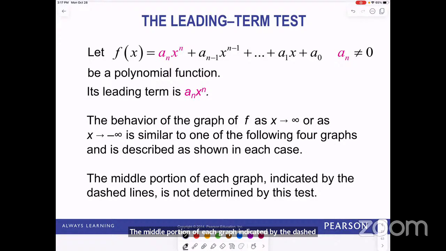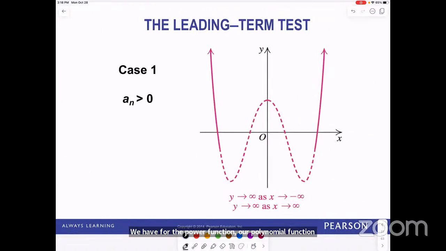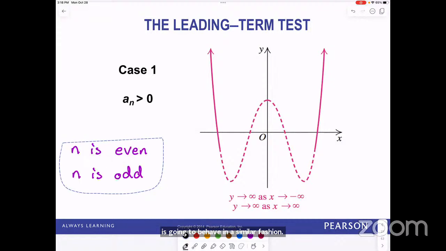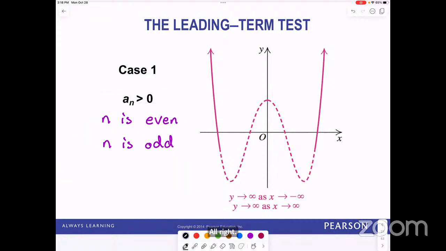So again, what we're about to see is how our polynomials in the long term behave similar to the power function. Those 4 cases we have for the power function, our polynomial function is going to behave in a similar fashion. All right. So again, here our n is even. Okay. So now we have a positive leading coefficient and n is even.